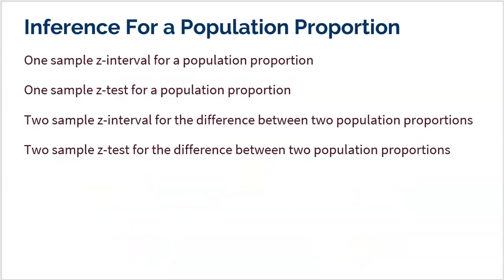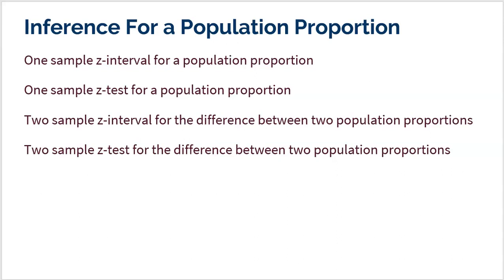All right, so let's review really quickly what we learned back in Unit 6. Unit 6 was all about proportions, and we learned how we could take a sample proportion, which is a statistic because it comes from a sample, and use it to make some judgments about a population parameter. We learned 4 different inference techniques: a 1 sample z interval for a population proportion, a 1 sample z test for a population proportion, a 2 sample z interval for the difference between 2 population proportions, and a 2 sample z test for the difference between 2 population proportions.